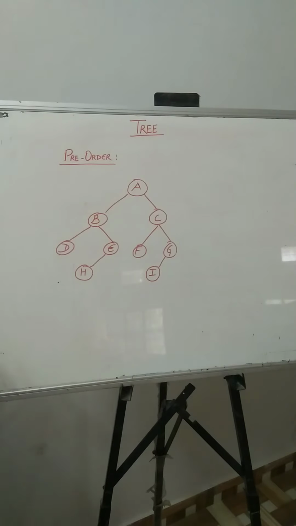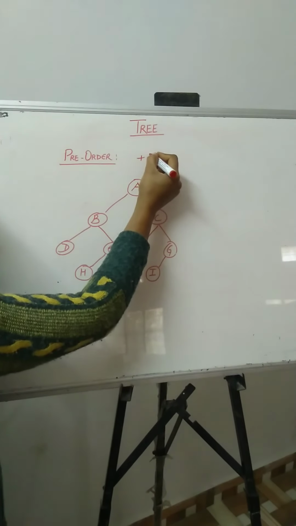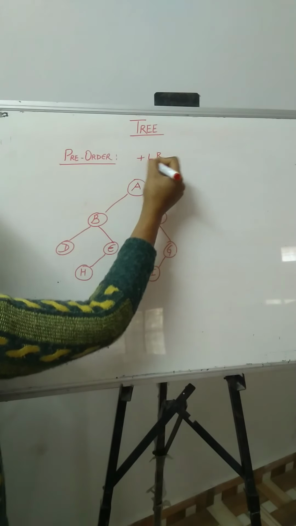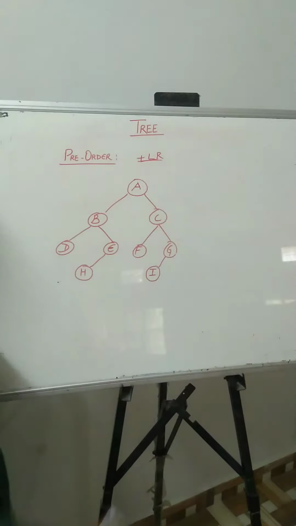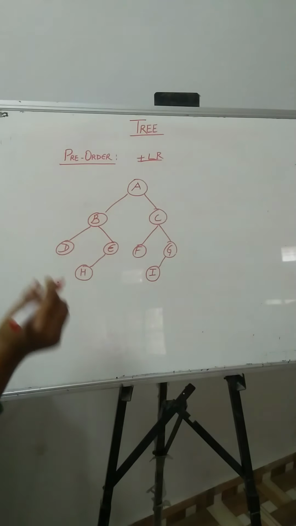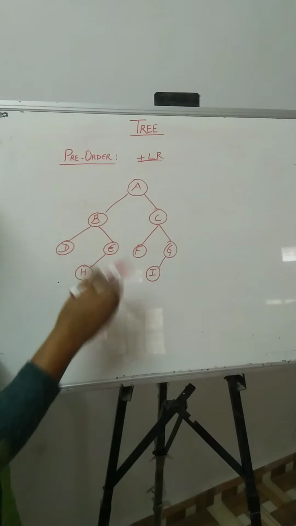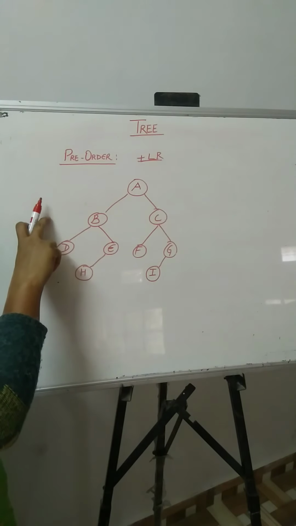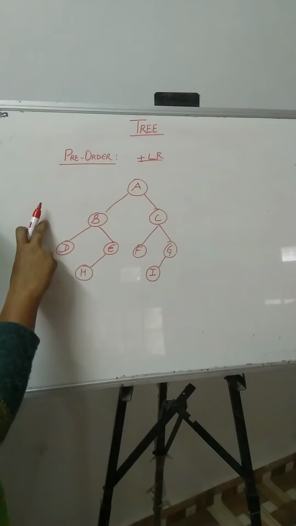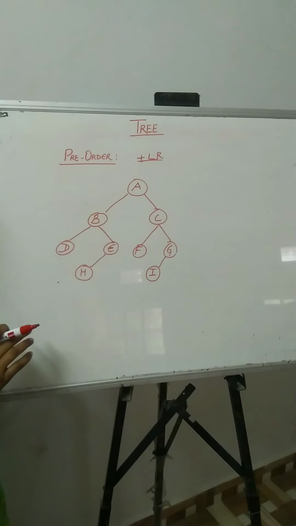Let's see the pre-order traversal. Pre-order means root, left, right. This is the way to travel in a binary tree. Okay. So, if we say, what is the pre-order traversal of this tree.